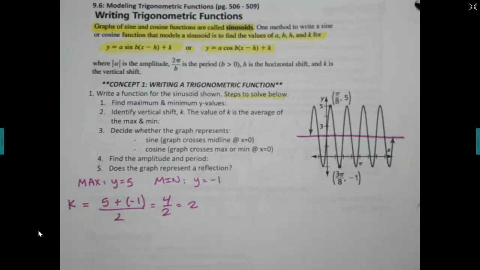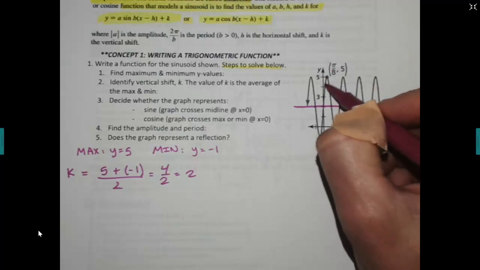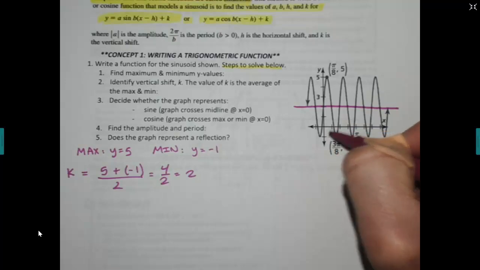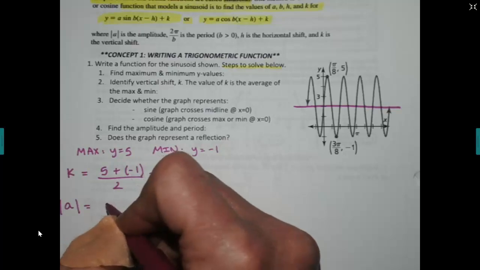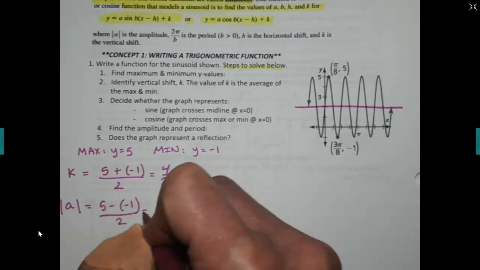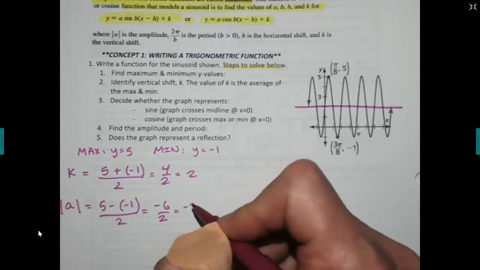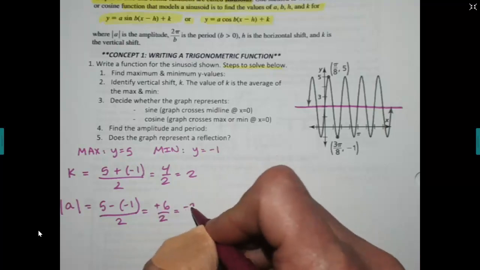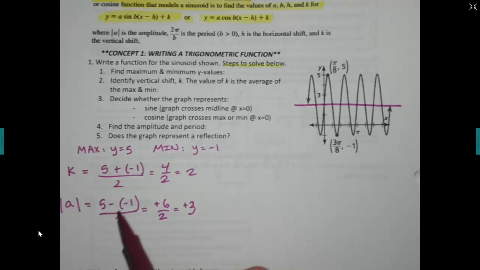Cool. Alright, so once I find the midline, then it's really easy for me to find a. I can just literally count 1, 2, 3 up to the max value, or 1, 2, 3 down to the min value. So a is 3, or I can plug it into a formula where I take the max minus the min, divided by 2. 5 minus -1 is positive 6, and 6 divided by 2 is positive 3. So 3 up, 3 down, there's that possibility.